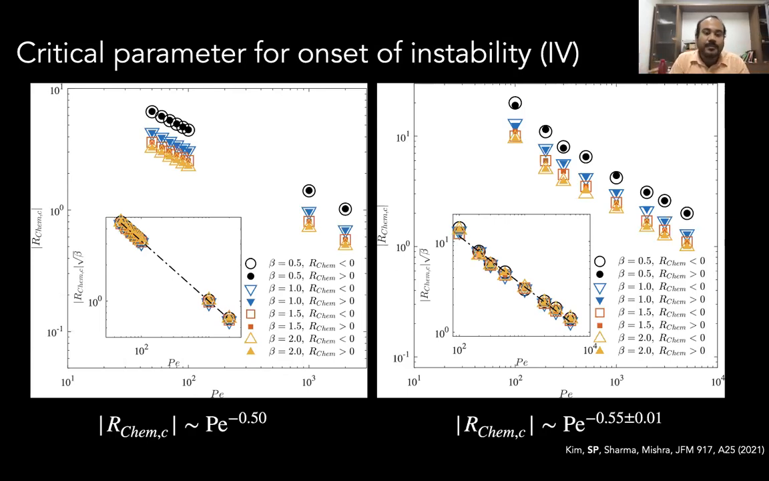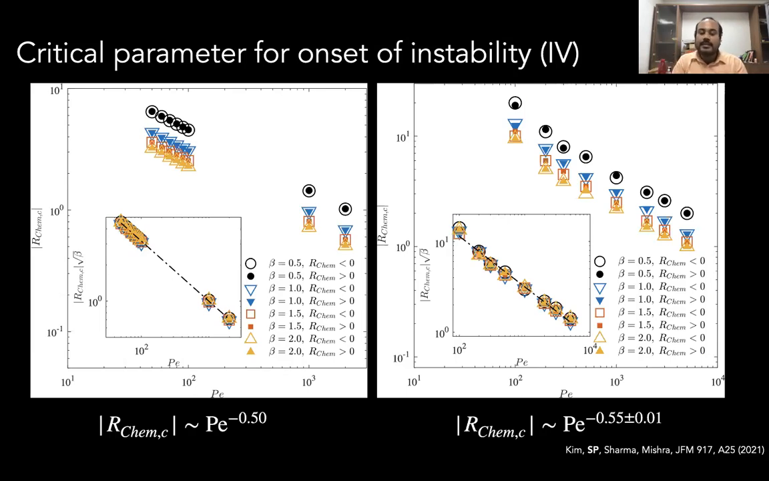the right hand side is from nonlinear simulations. What we have seen, the inset figure shows if we scale the critical R chemical by square root of beta, they fall under the same curve, a universal curve, which satisfies Peclet to the power minus 0.5 in the linear stability analysis, consistent with our analytical results. And in the nonlinear simulation, we obtain this rescaled critical R chemical, scaled by square root of beta, follows Peclet to the power minus 0.55 plus minus some error, which is the fitting error of the least square fit. But we see that this is universal for all beta.